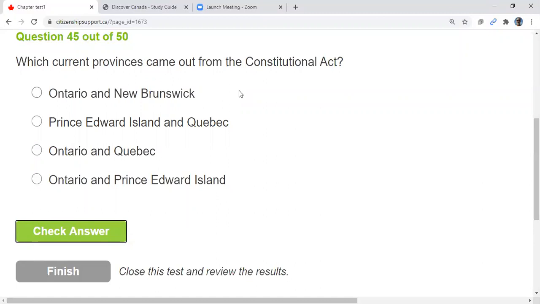Gazala, would you like to do this one? Yeah. Which current provinces came out of the Constitutional Act? So which current provinces? Yeah. Okay. Remember we said there were two that came out of that.